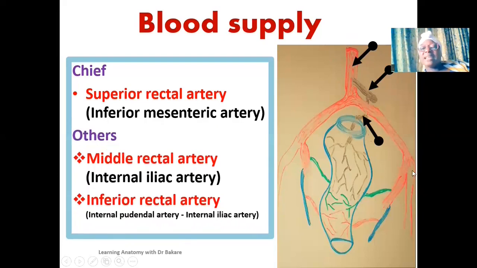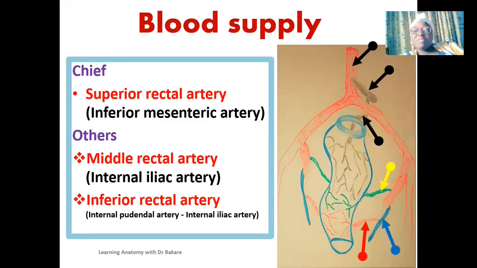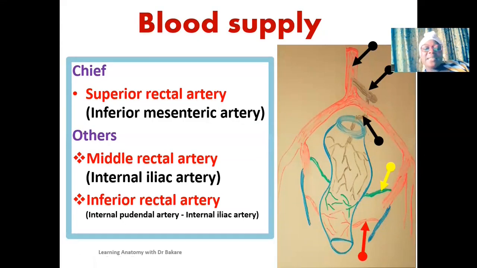So the middle rectal artery is a branch of the internal iliac artery, while the inferior rectal artery is a branch of the internal pudendal artery, which also branches from the internal iliac artery. So this is the middle rectal artery arrowed in yellow, and this is the inferior rectal artery arrowed in red. The middle rectal artery is branched from the internal iliac artery, and this is the internal iliac artery here, arrowed in white. And the inferior rectal artery is from the internal pudendal artery, and this is the internal pudendal artery that is arrowed in blue.